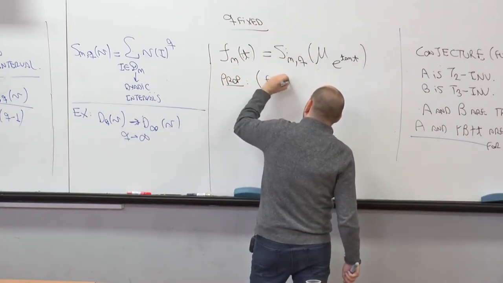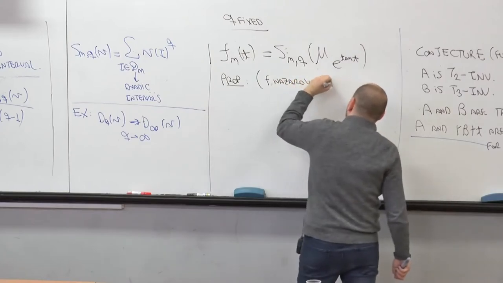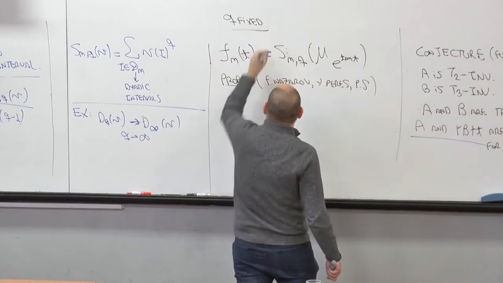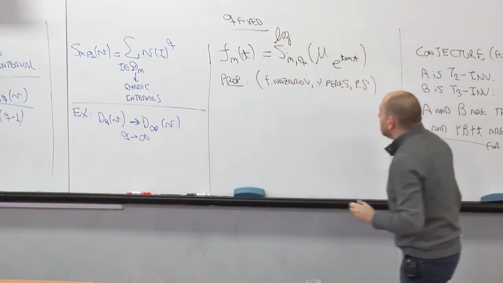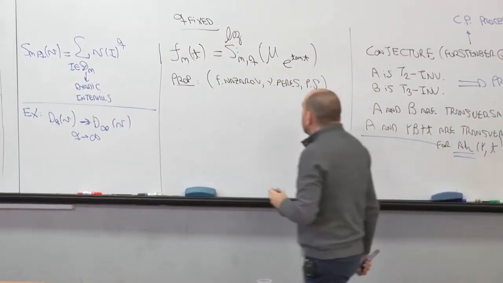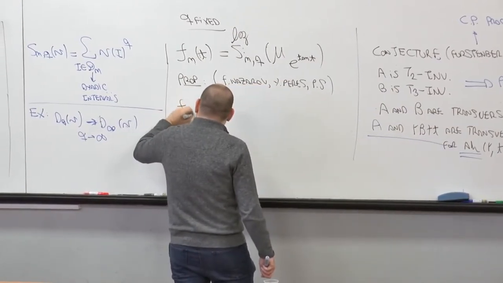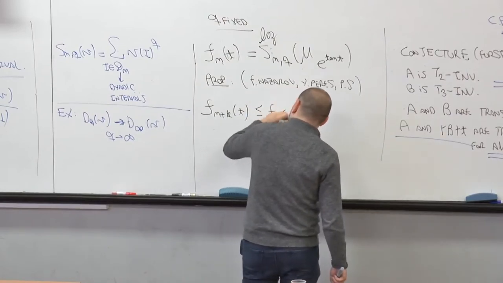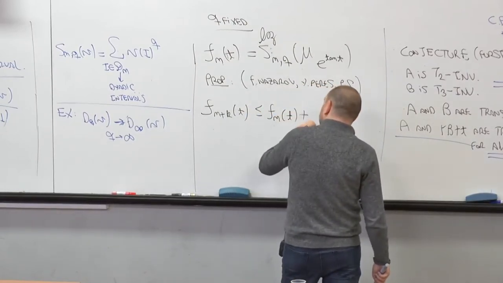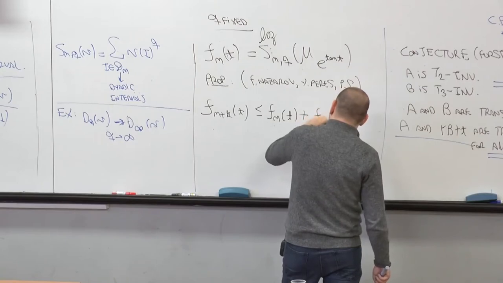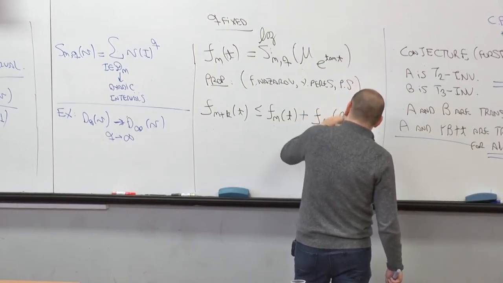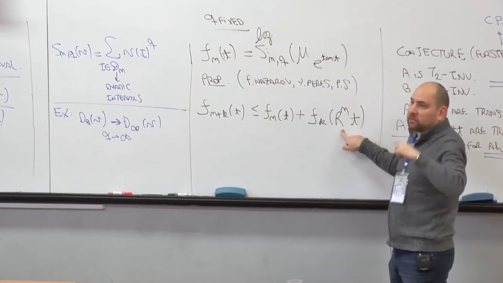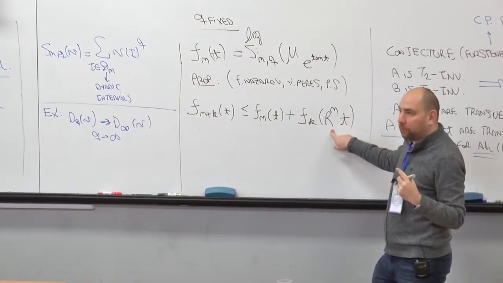Okay, and then the proposition, which was actually, for this particular case, proved in the paper with Nazarov and Yuval Peres and myself, is that, maybe let's put the log here to get something subadditive instead of submultiplicative, then f_{n+k} of t is less or equal than f_n of t plus f_k of R to the n of t. And what is R? R is translation by angle log 2 over log 3 in the circle.